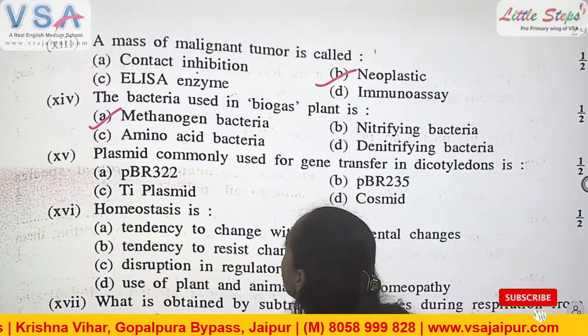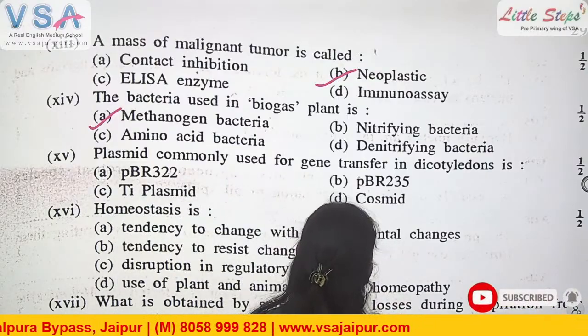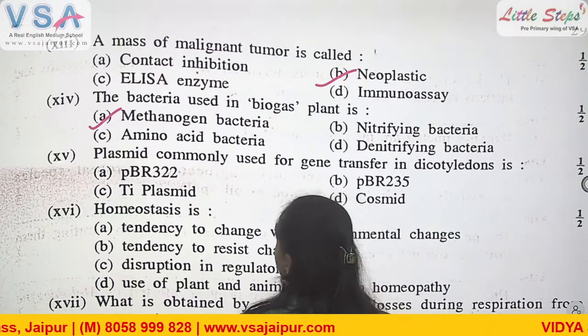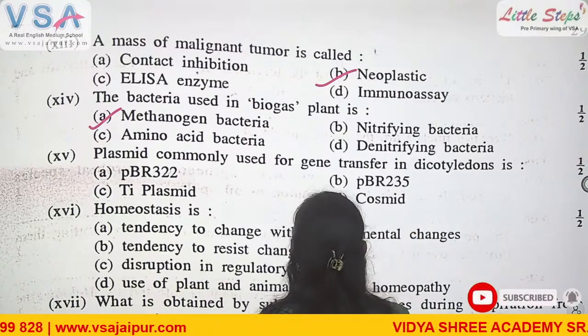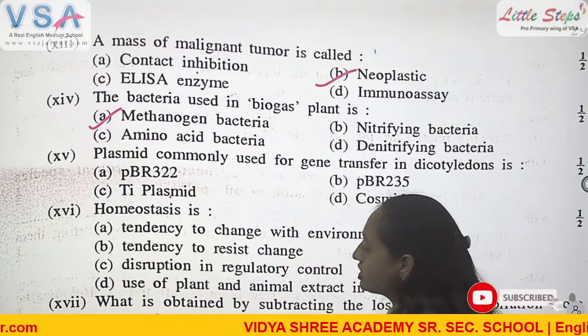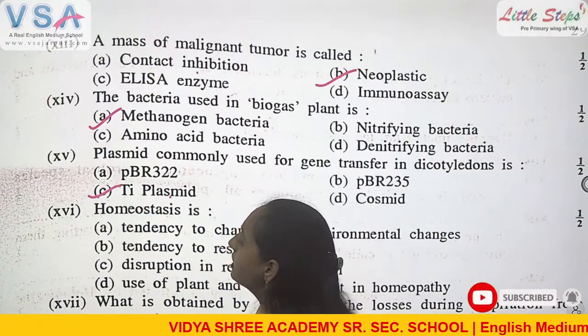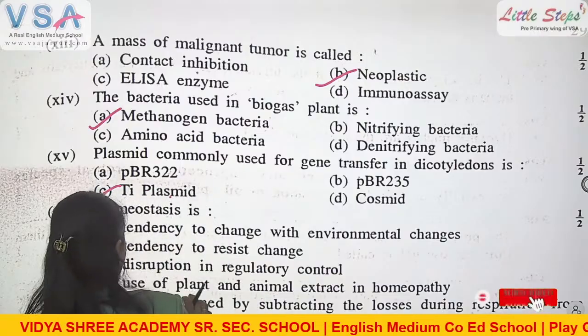Okay. Now the next is, plasmid commonly used for gene transfer in dicotyledonous is PBR 322, PBR 235, TI plasmid या फिर cosmid. So what is the right answer? Option C, TI plasmid. This is the right answer.